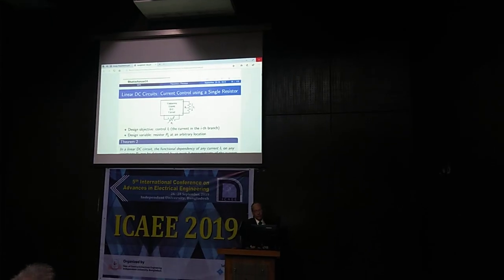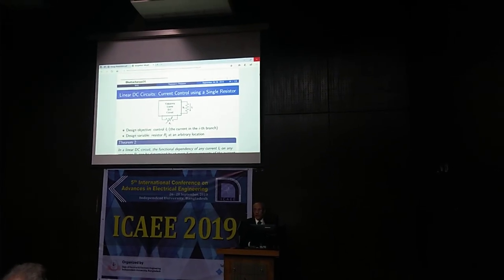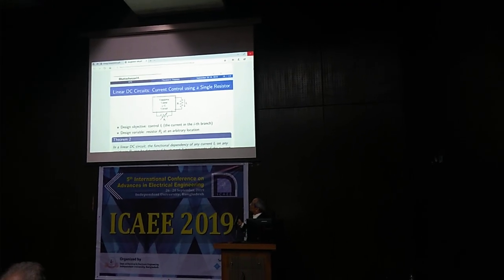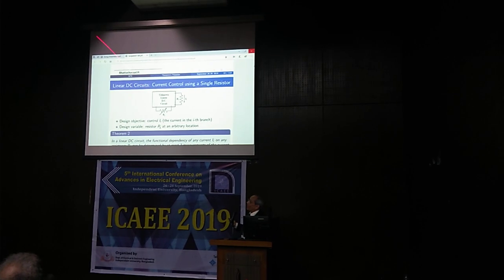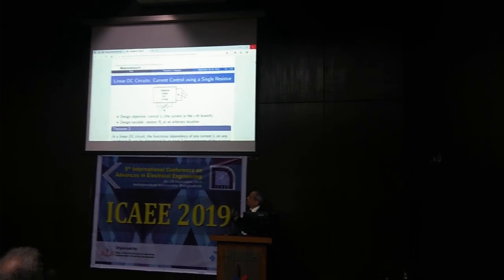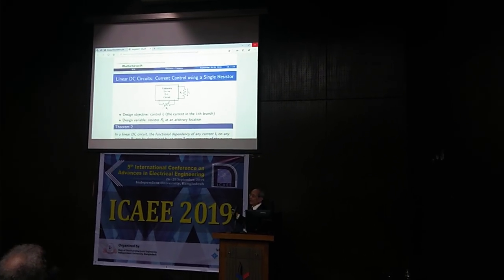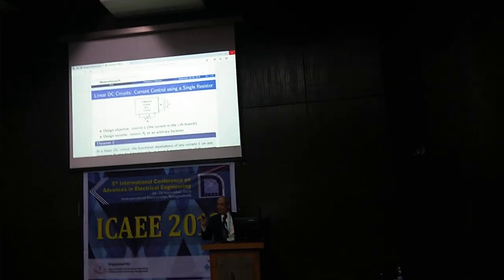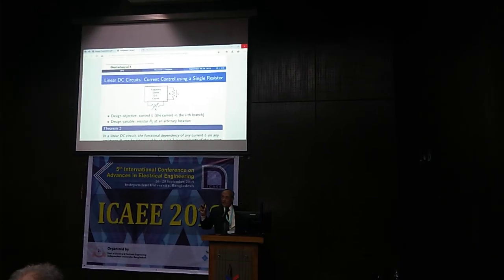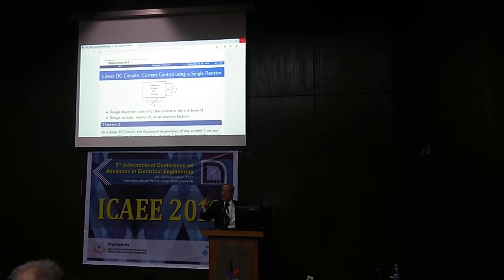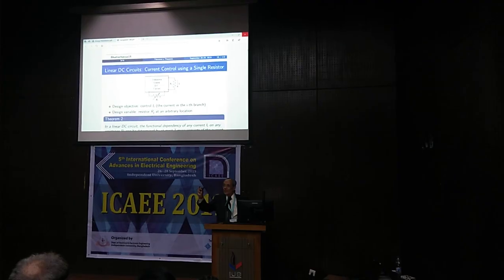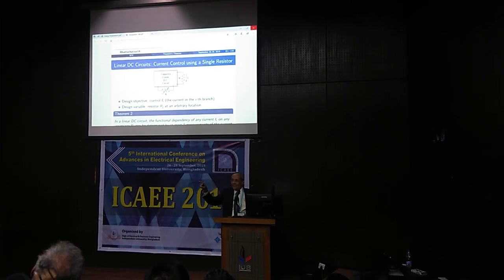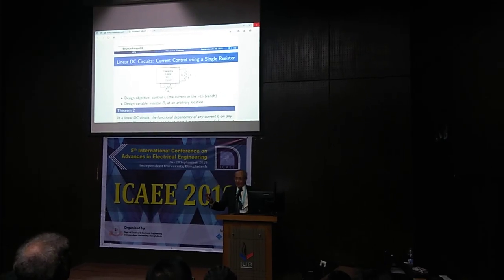So here is a typical application. Unknown circuit to which I am going to add one resistor, and the objective is to control that current. All right. So to make a long story short, the dependence of that current on that resistor is going to be polynomial of degree 1 divided by polynomial of degree 1. So alpha 0 plus alpha 1 R divided by beta 0 plus beta 1 R.